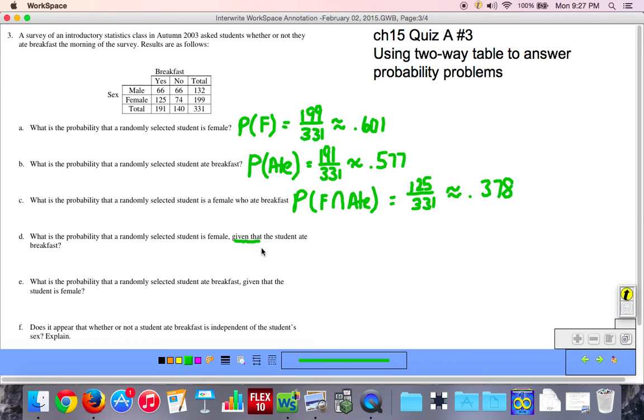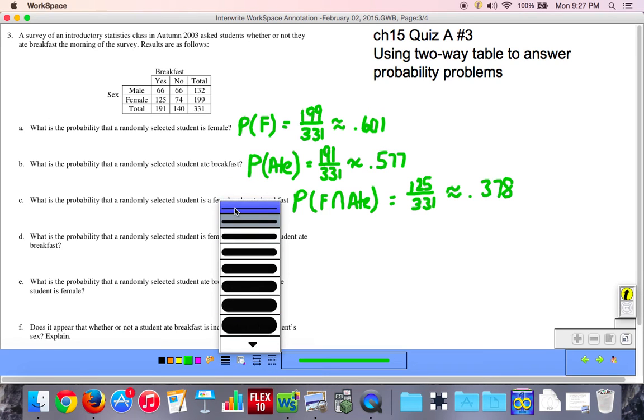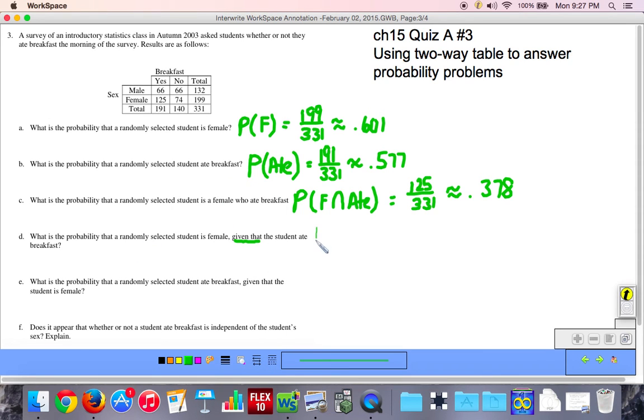Okay, what is the probability that a randomly selected student is female given that they ate breakfast? Now this is a different statement. That's a conditional probability. We want the probability that they're female given that they ate. And we know that's the probability of female and they ate breakfast divided by the probability that they ate breakfast.